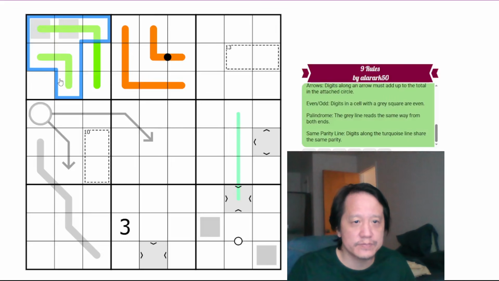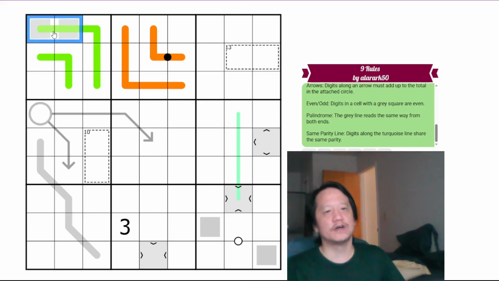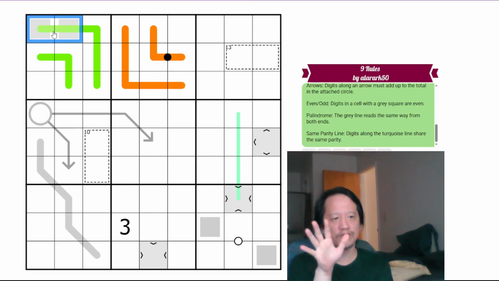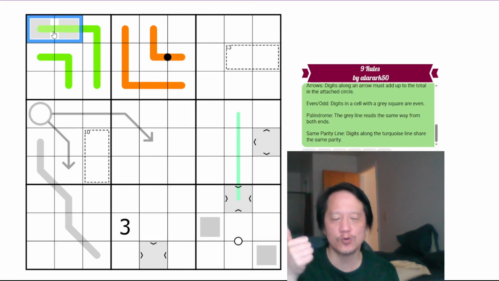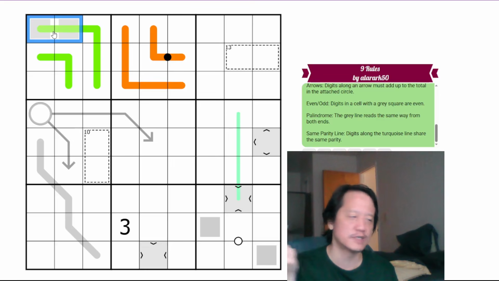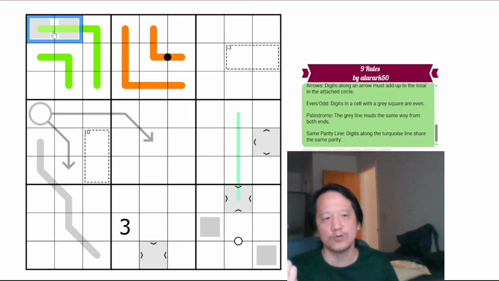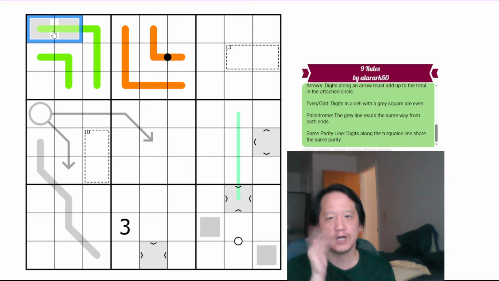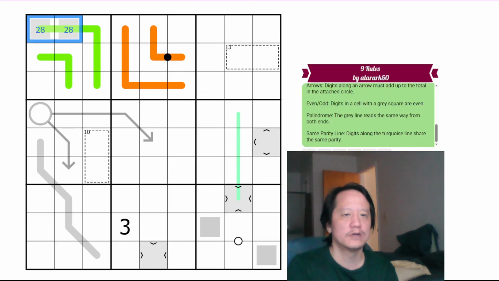Okay. On a Whisper 5 line, the only two digits which are even, which can be 5 or more apart from each other, are 2 and 8. Right? 4 and 2, 2 and 4, 4 and 6, 2 and 6, 4 and 8, all are less than 5 apart from each other. So this has to be a 2-8 pair here.